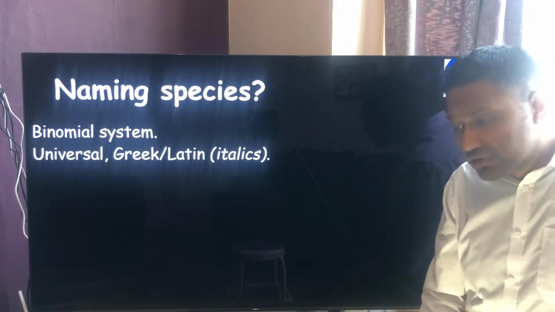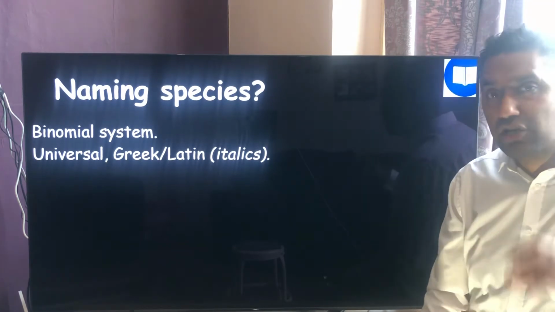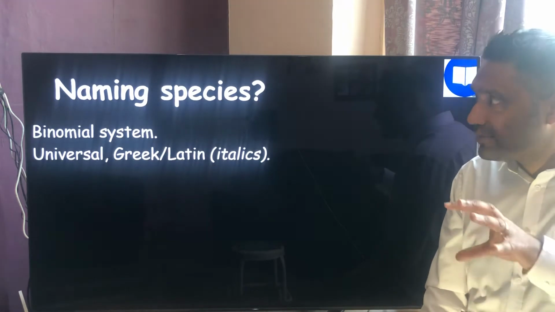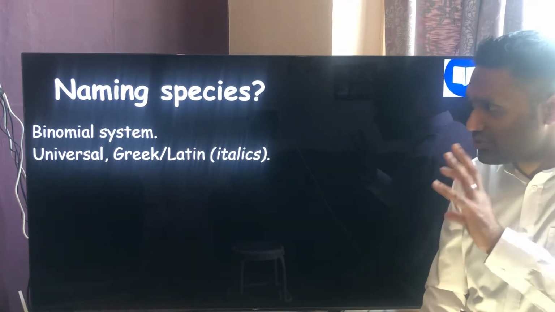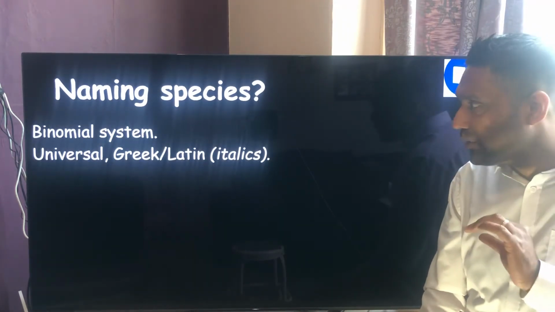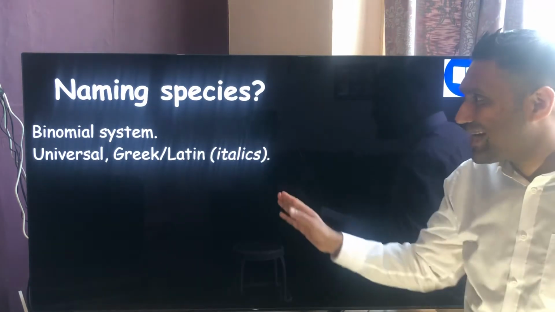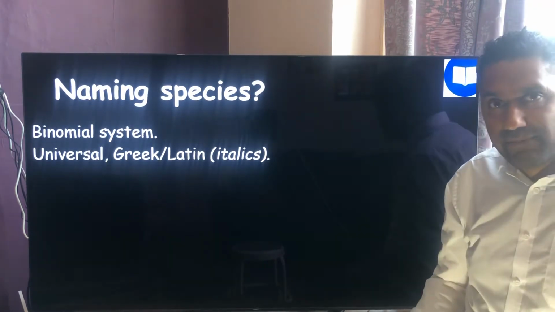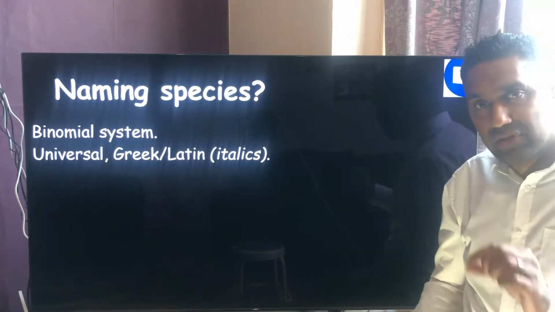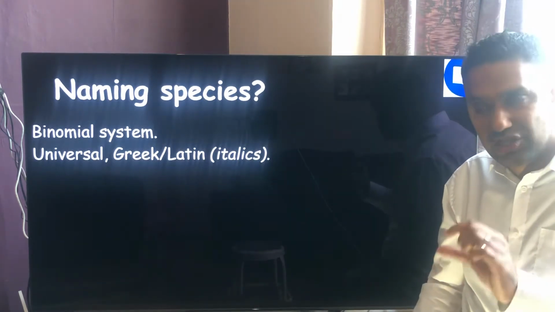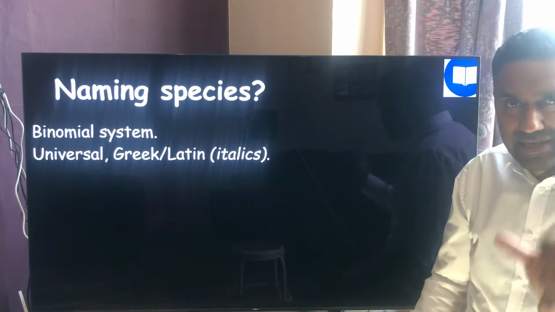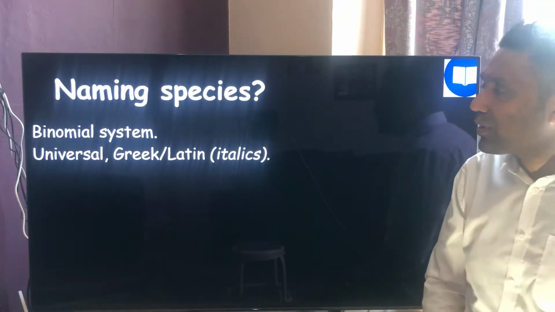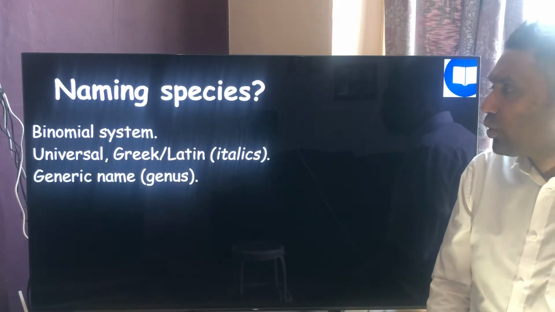And it's a universal system, which means every country in the world, no matter what their language, uses this. It's got a mixture of Greek and Latin in there. And we write it in italics. The first name has a capital letter, and the second name is all in small case. And it's universal. So how do we name it?